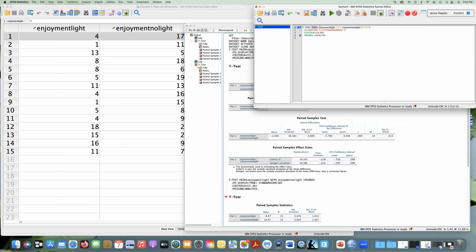And we're saying that our pairs are equal to enjoyment light, with the second part of the pair being enjoyment no light. And then we put pairs again in parentheses. You're probably starting to see a pattern in this syntax. I do recommend going in and messing around with the syntax and seeing what happens with it.